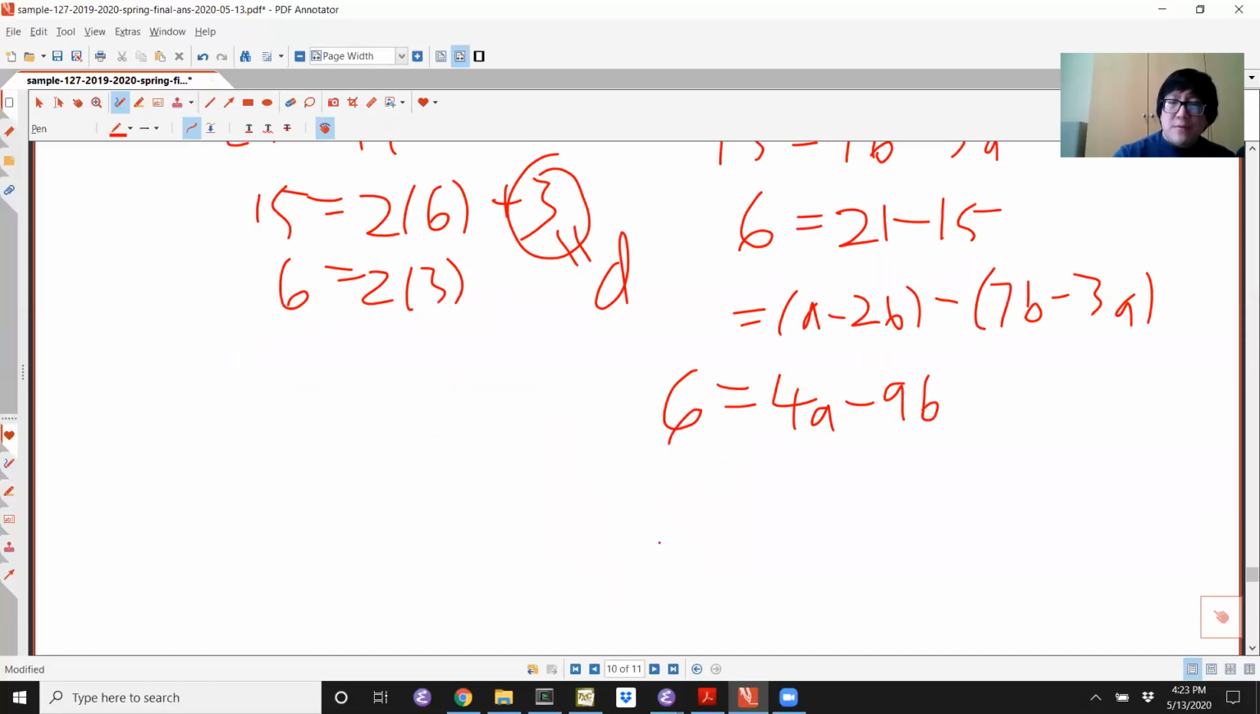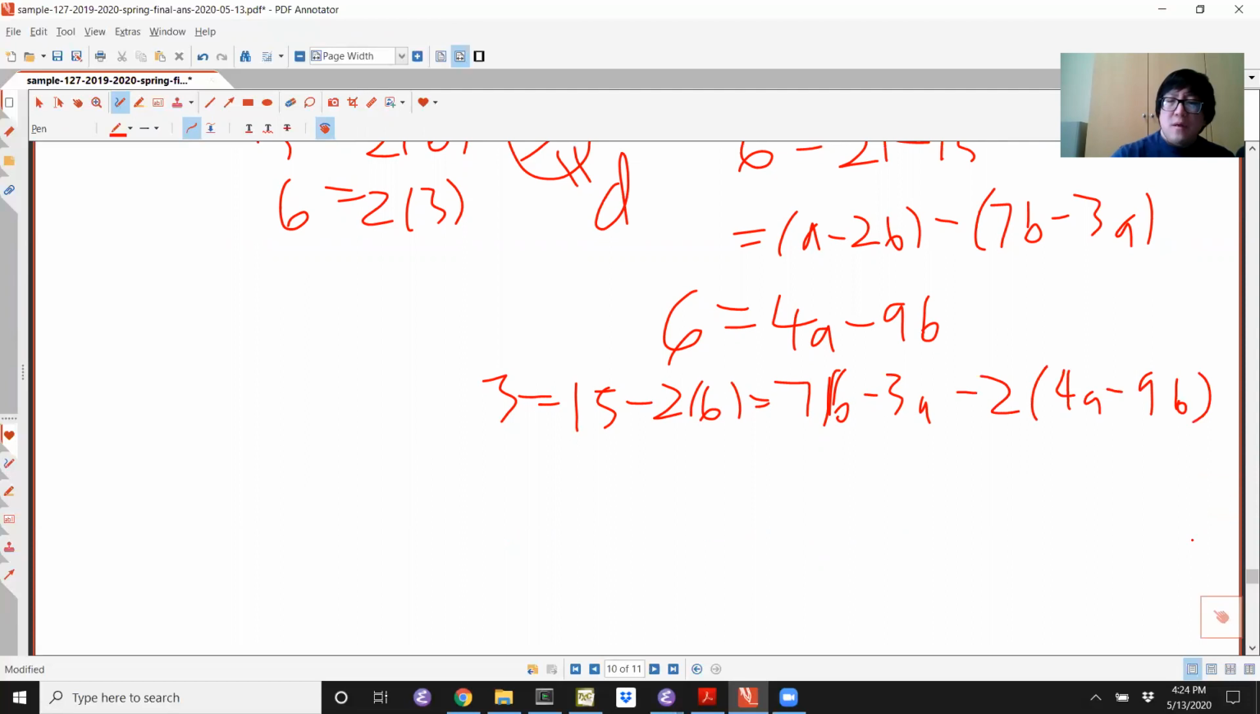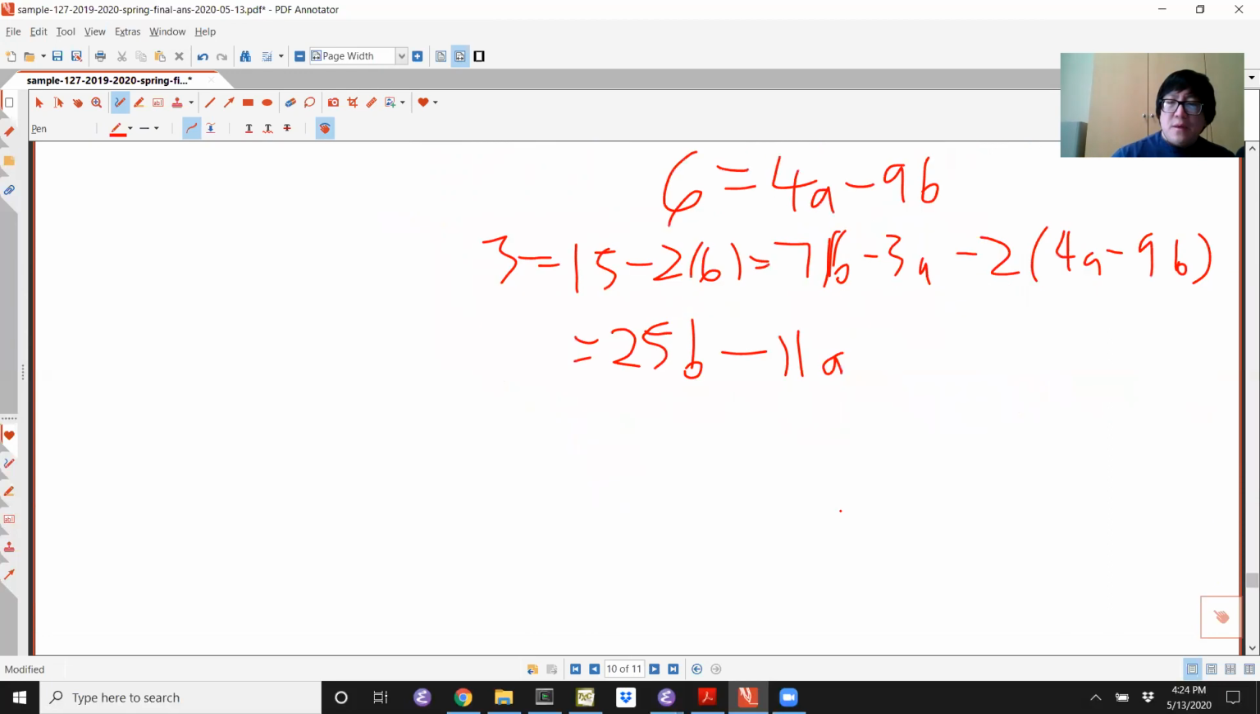And then 3 is equal to 15 minus 2 times 6, which is equal to 7B minus 3A minus twice 4A minus 9B, which is equal to 7B plus 18B is 25B minus 11A. Yipe. Well, there we go.